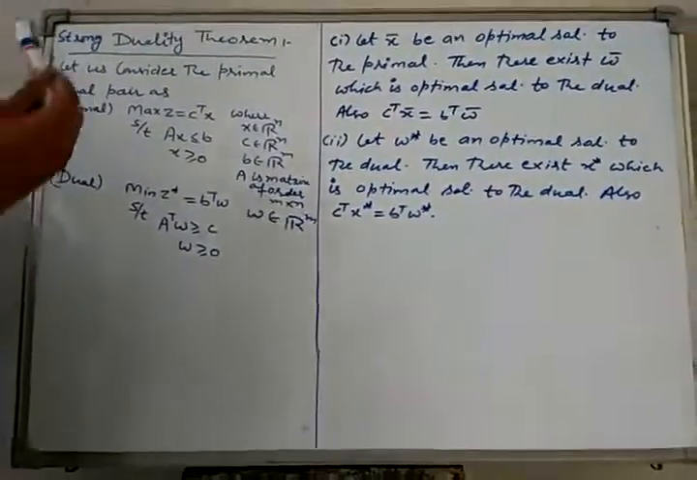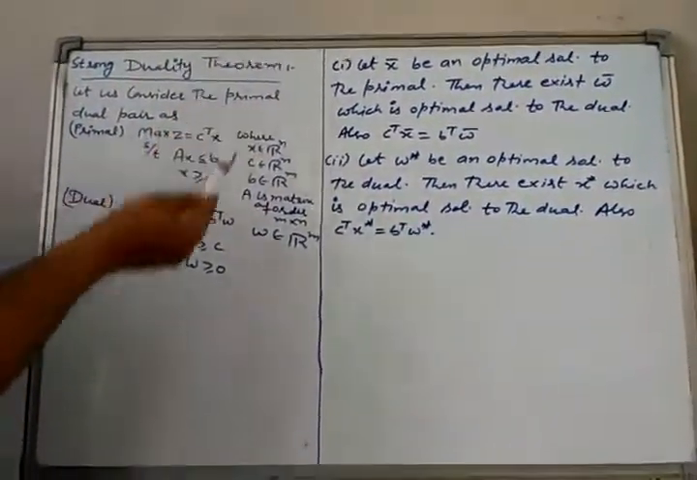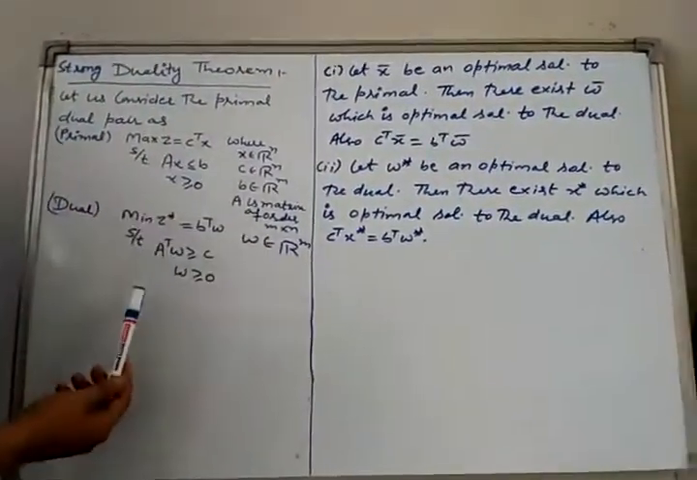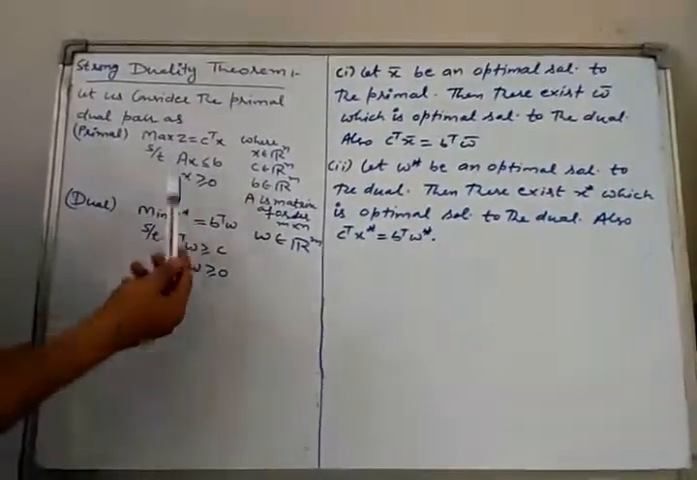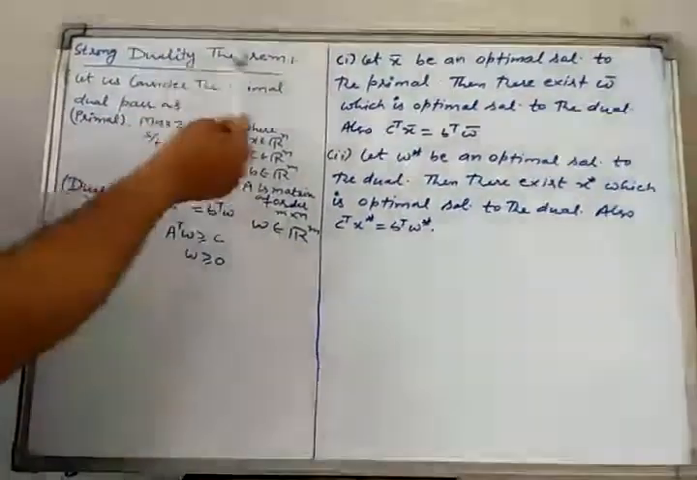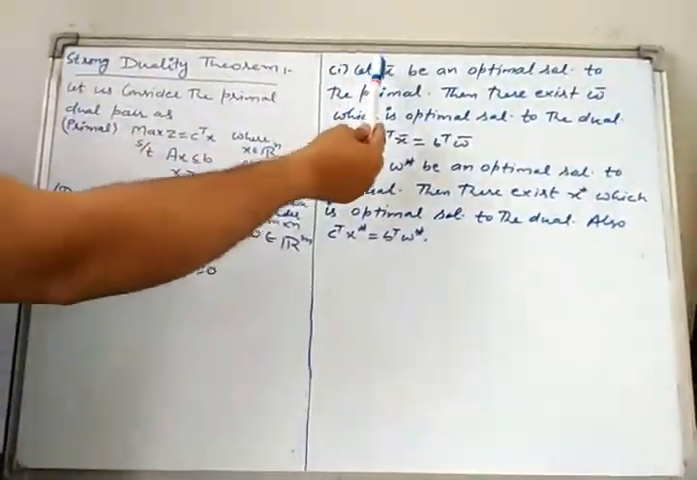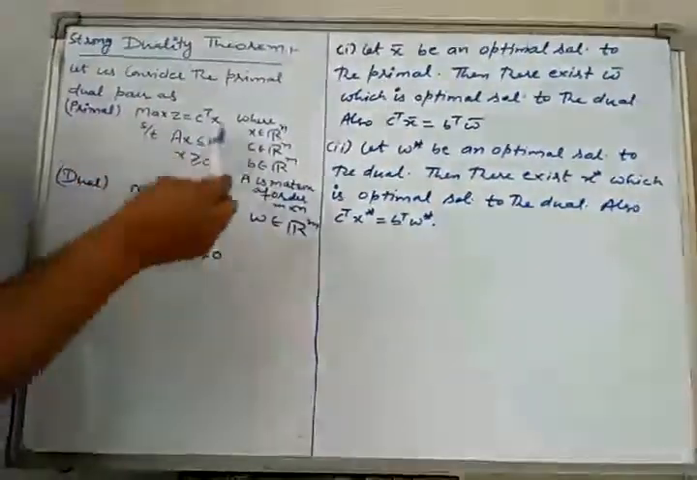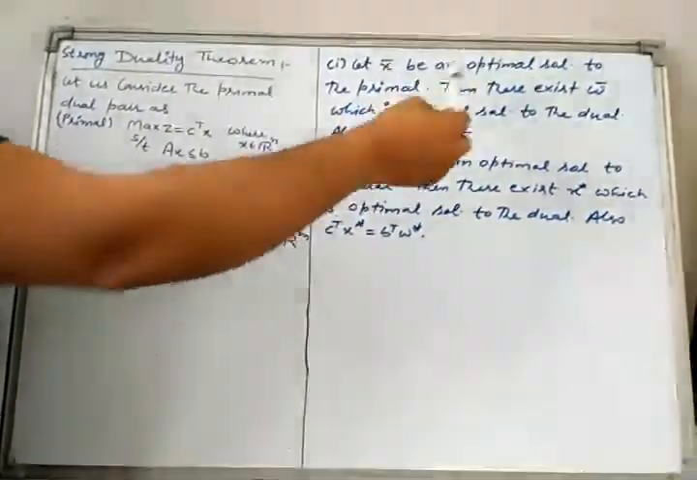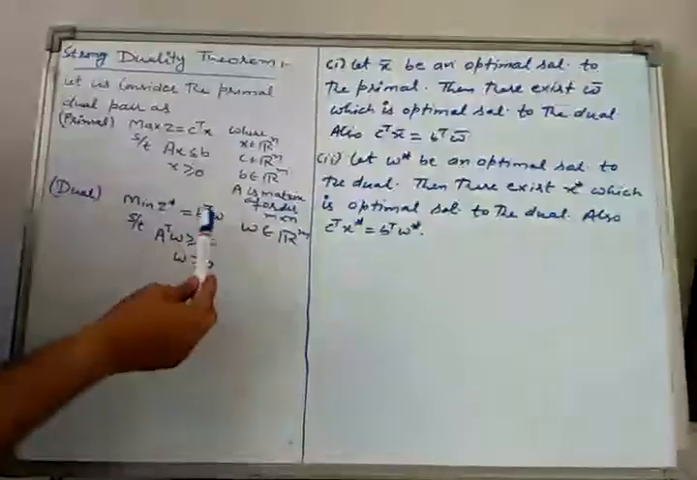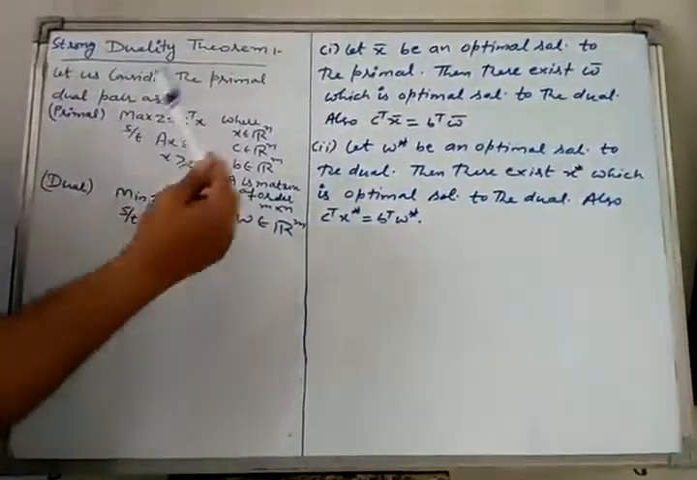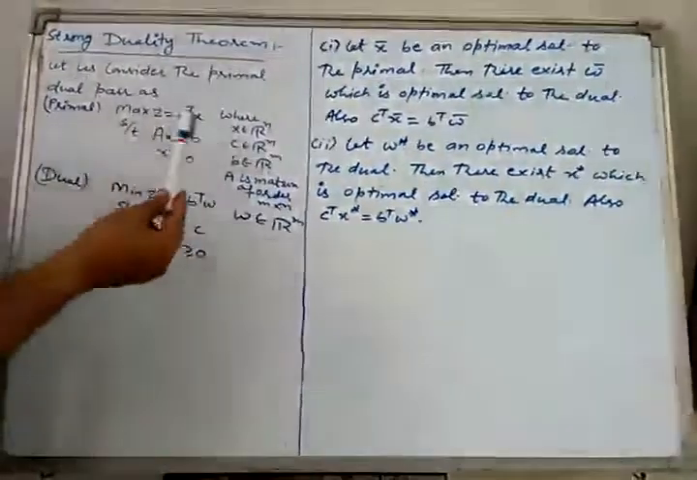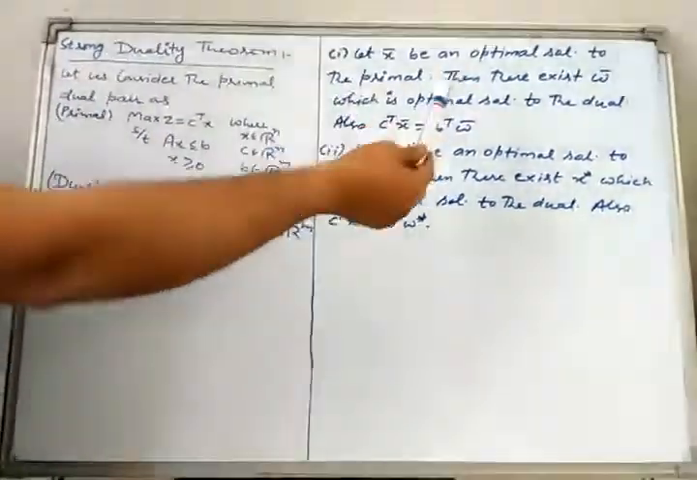Now next is the strong duality theorem. Consider the primal-dual pair as we considered in the weak duality theorem. The same primal-dual pair is this. Now the strong duality theorem states that if x bar is an optimal solution to the primal problem, then there exists w bar which is an optimal solution of the dual. Moreover, corresponding to these optimal solutions, the values of the objective functions are equal.